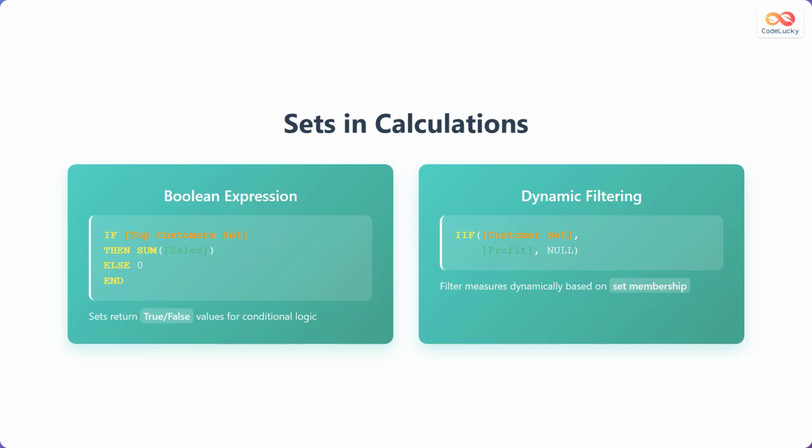Sets are also excellent for dynamic filtering. Using the IIF function, which is a shorthand for if then else, you can filter measures based on set membership. For instance, an IIF function with a customer set returns profit for set members and null for non-members. This approach allows you to create flexible, user-driven analysis where the underlying logic adapts based on set membership.